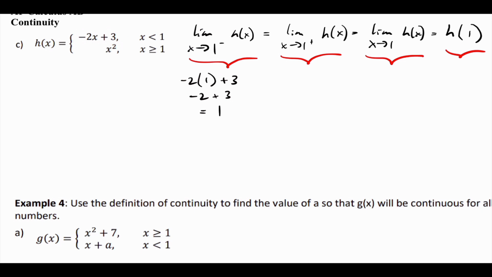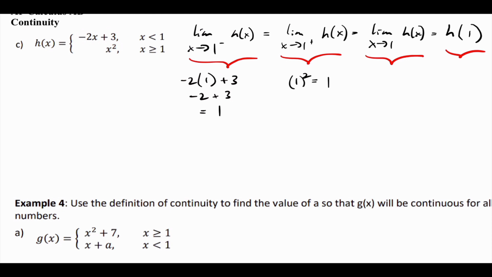Okay, how do I get the limit from the right side? Plug in 1 to the other one, to the greater than 1. 1 squared equals 1. So far, so good.